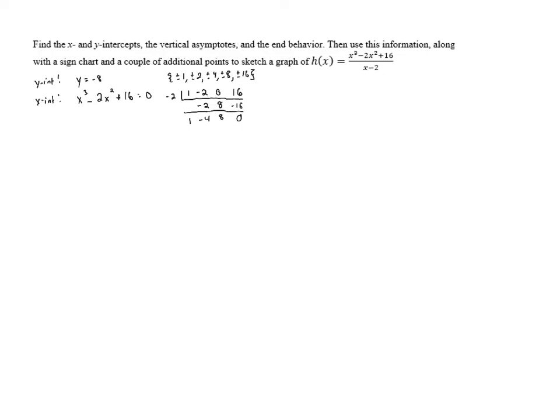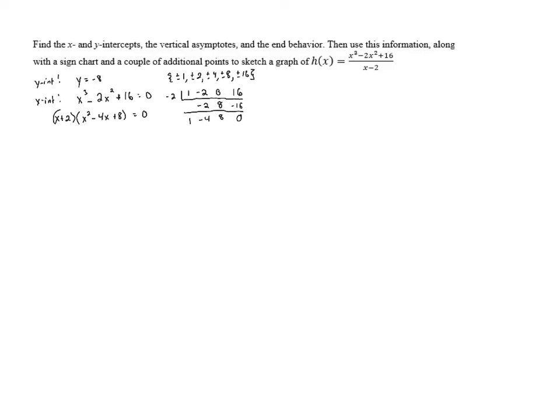So we know that this polynomial can be factored into x plus 2 times x squared minus 4x plus 8, and that equals 0. We can't actually factor x squared minus 4x plus 8 easily because there are not two integers that multiply to 8 and add up to negative 4. So we'll have to use the quadratic formula to see if there are any zeros that come from this polynomial that will end up being an x-intercept.